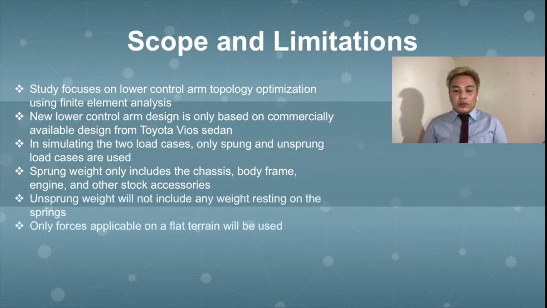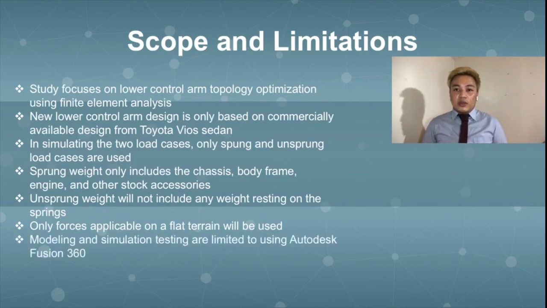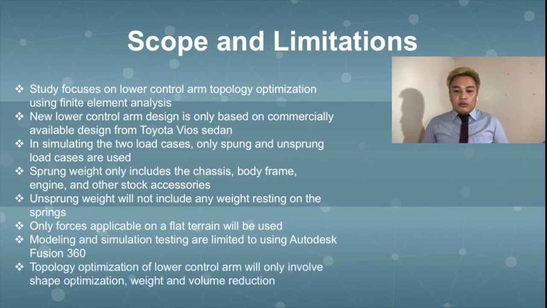Only forces applicable on the flat terrain will be used. So any forces that will be applied to the suspension system, let's say on city driving, those are the conditions available on that certain type of terrain will be only used. Modeling and simulation testing are limited to using Autodesk Fusion 360 and no other simulation softwares. Topology optimization of lower control arm will only involve shape optimization, weight, and volume reduction. And for the whole lower control arm, we will only consider static structural analysis because a lower control arm is rigid and actual control arms are made out of steel.